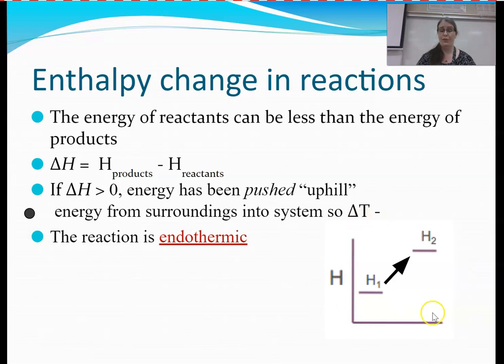So again, I would make sure I have this diagram so I remember the way the reactants and the products go for an endothermic reaction. And I would also make sure to note that when delta H is positive, delta T is negative.